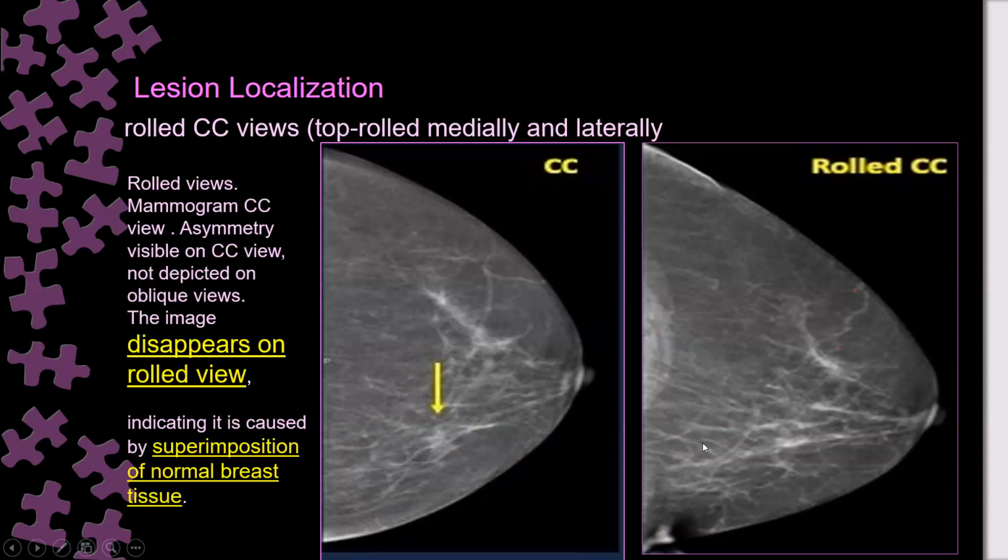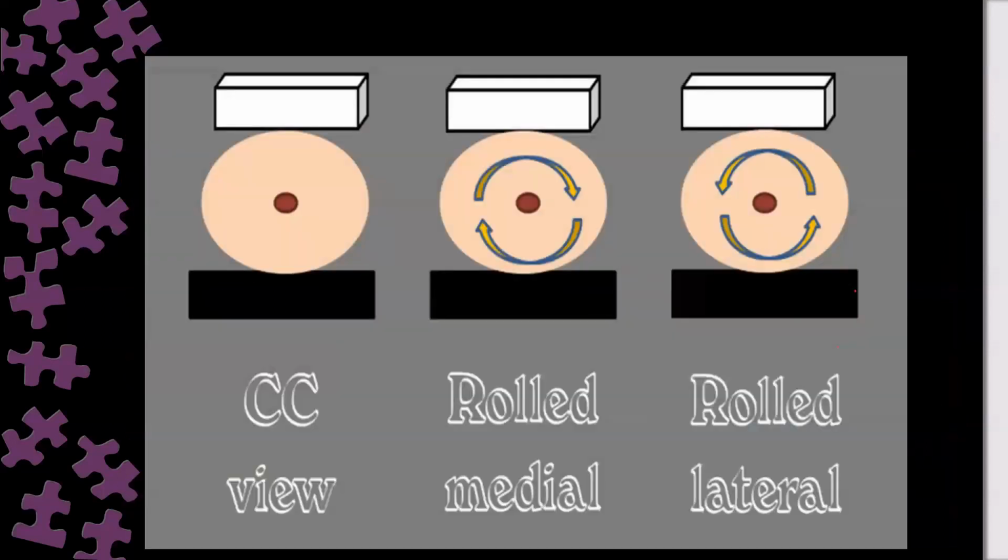The roll view is where you are going to move the breast. If it disappears, in this case, this area disappeared when you roll the breast, that means it is superimposition of normal tissue. If it persists, that means it is a real lesion, then we can work it up.